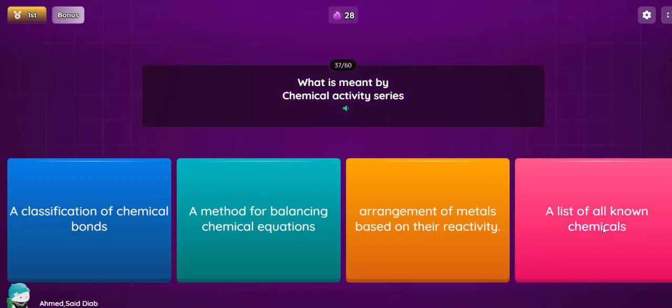Question: what is meant by chemical activity series? Option 1: a classification of chemical bonds. Option 2: a method for balancing chemical equations. Option 3: an arrangement of metals based on their reactivity. Option 4: a list of all known chemicals.